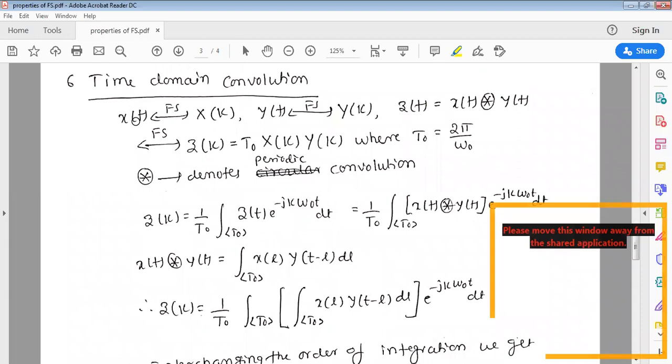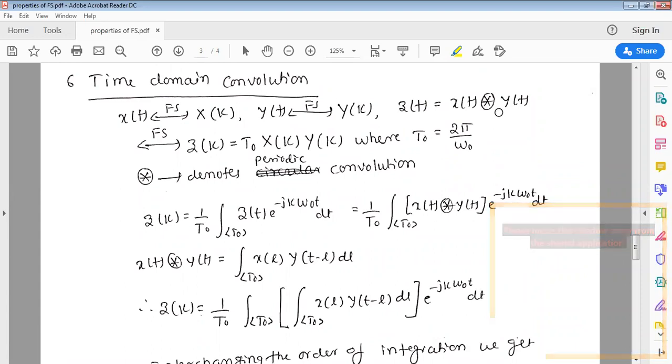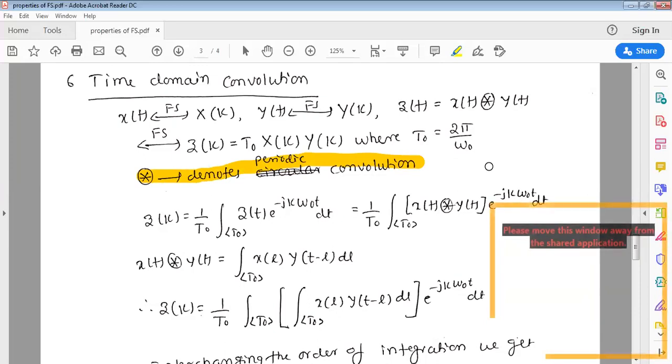Now, let us look into time domain convolution. Look at the equation carefully here. X of t transforms into x of k, y of t transforms into y of k, and z of t is x of t circularly convolved with y of t. That means a periodic convolution with y of t, where the convolution is performed over one cycle of time. That's what I have written here. This symbol denotes periodic convolution, the performance of convolution for one period of time only. Then z of k is equal to t naught into x of k into y of k, where t naught is equal to 2 pi by omega naught.